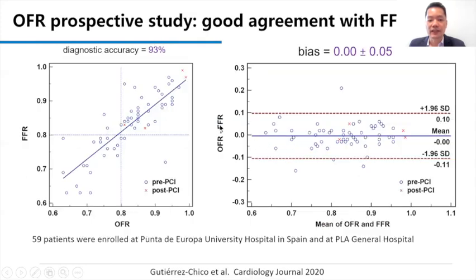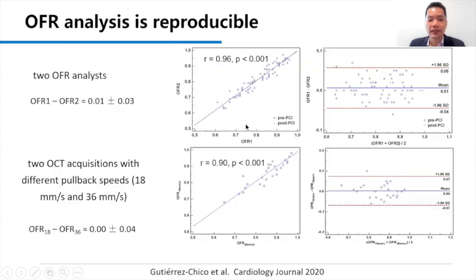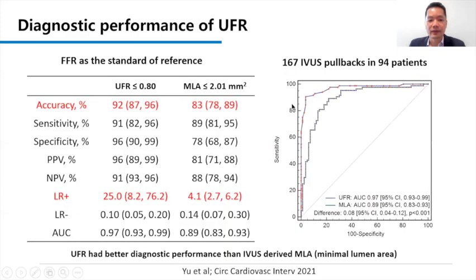In a prospective study that we performed later, the diagnostic accuracy was found to be 93%, and there was no systematic bias between the OFR and FFR. When analyzed by different users, it was reproducible. Also, if you perform the OFR in different OCT pullbacks with different pullback speeds, as you can see, they were still almost the same. And the same for the UFR. This study was published in Circulation Intervention last year.